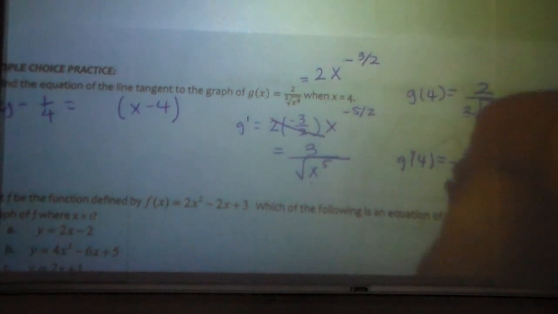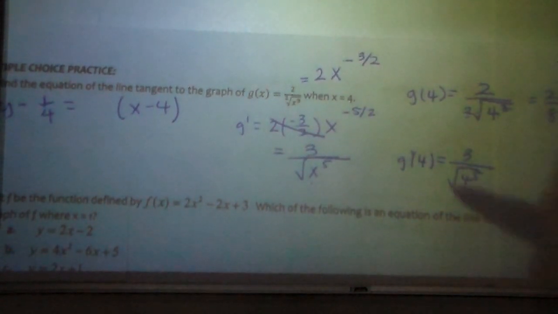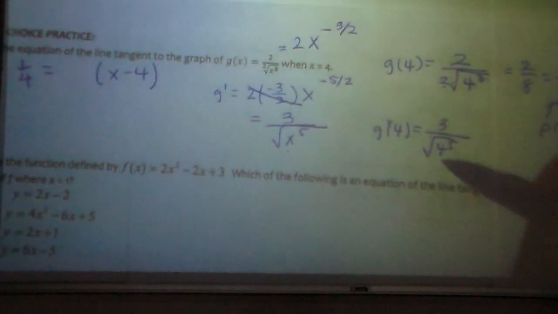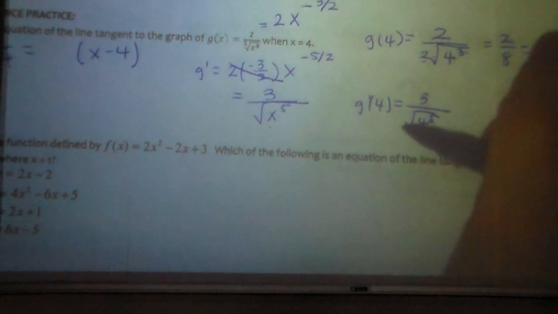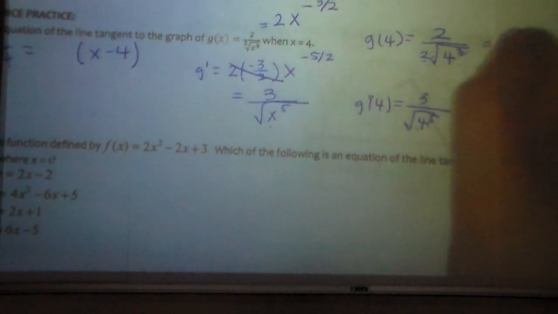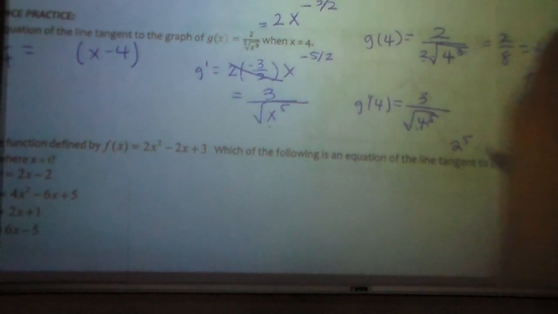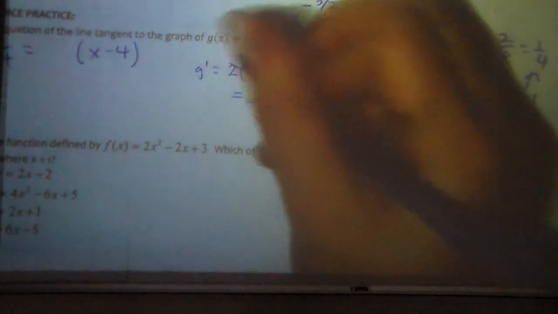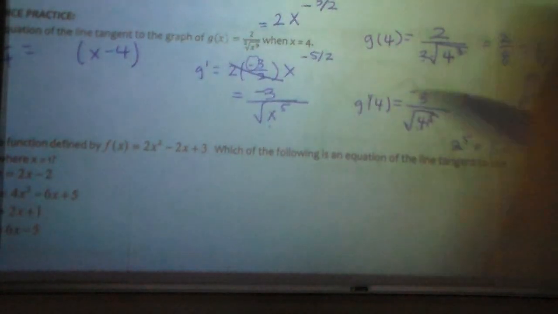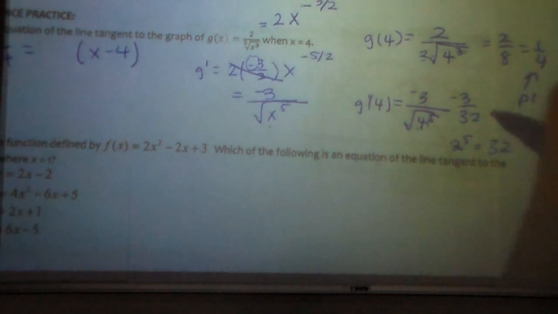And now I need to find what g prime of 4 is. So that's 3 over the square root of 4 to the 5th. This one is not easy to do in your head. I do not know what 4 to the 5th is and then what the square root of that is, but I can do the square root of 4. The square root of 4 is 2. That's 2 to the 5th. 2 to the 5th is 2, 4, 8, 16, 32. So this is 3 over 32, oh, I dropped my negative right here. Negative 3 over 32. So that is my slope.